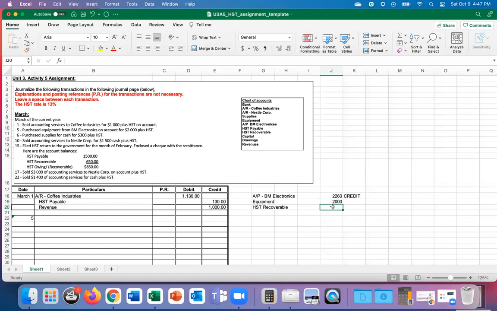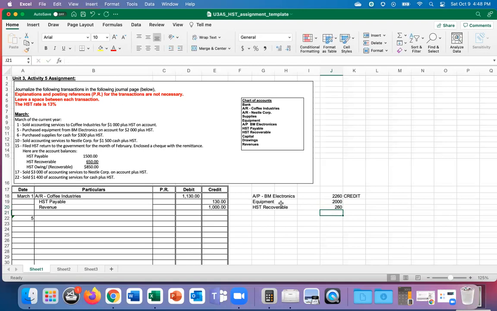And then the last one is our HST recoverable account. And that one, as we just discussed, we paid $260 in tax. So we want to keep track of that in our HST recoverable account. So we know how much we can take off of our HST payable account later on when we're figuring out how much we need to pay the government in taxes, excuse me.